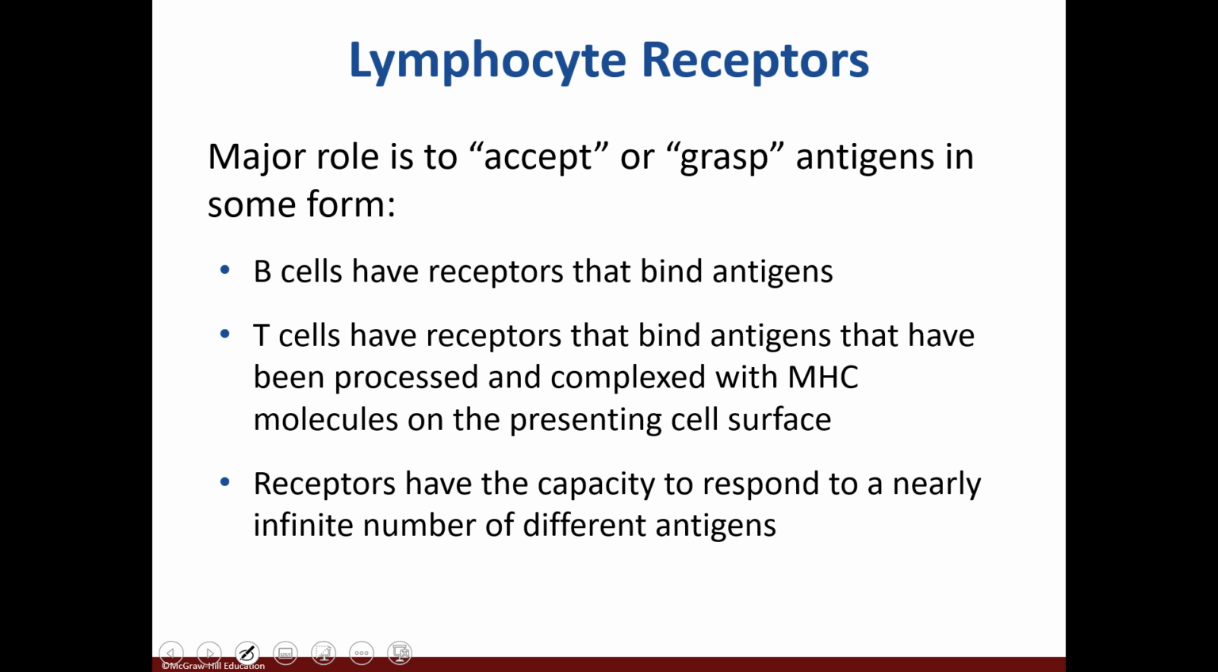It's the responsibility of the lymphocytes to identify and snatch up antigens. B cells have specific receptors to bind the antigens, while T cells have receptors that can bind to antigens already processed and displayed on MHC. They have the ability to respond to a vast amount of antigens.